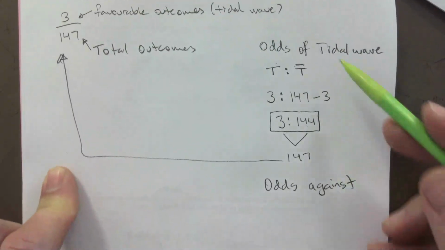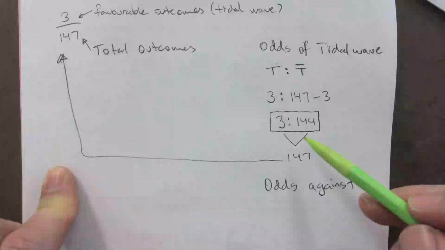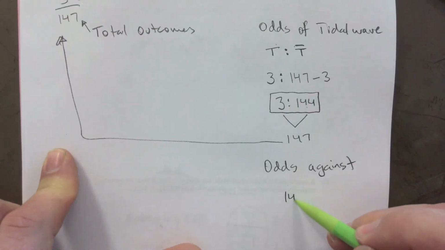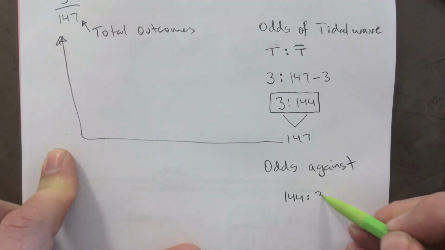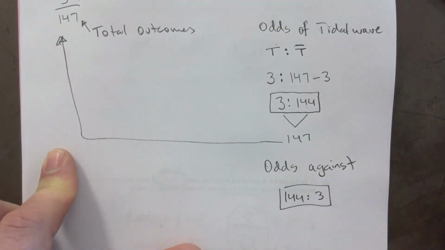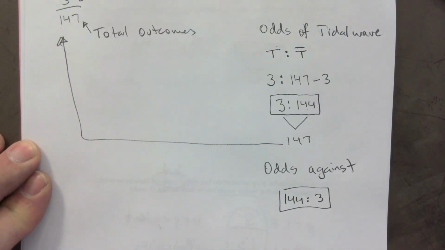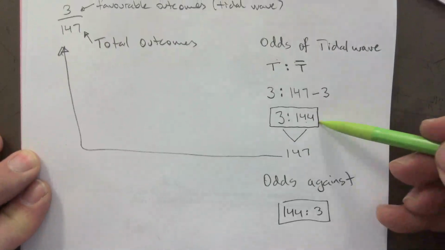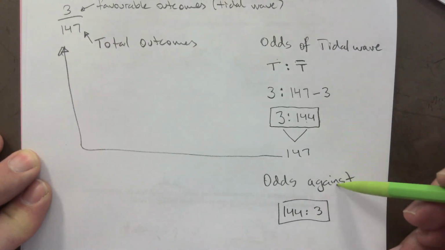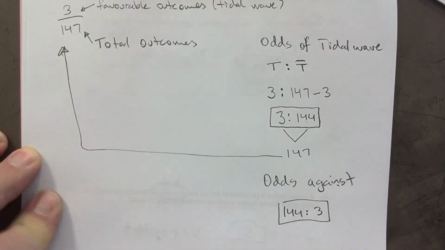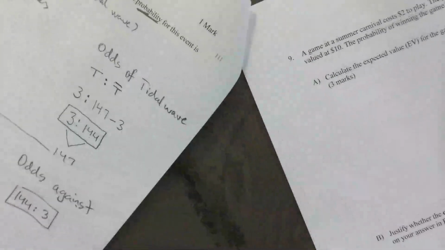If it says odds against the tidal wave, all you'd have to do is flip this. If you already have the odds and it just says, what is it against? You just flip it. That's it. Don't be adding, subtracting. If you already have the odds in favor and it's asking for odds against, just flip it. Okay? Keep going. Expected value, your favorite.